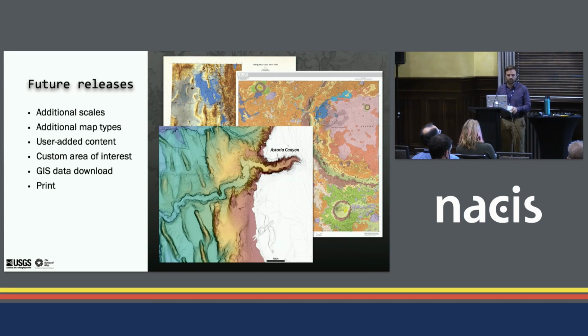And then in the future, these are some of the items we're looking to integrate. So more scales, larger and smaller. Additional map types, user-added content, so that could be service layers or digitizing within the application. Doing a custom area of interest instead of just the grid outline, maybe an actual delineated area of interest. The GIS data download, which most or all of the data should be available to download regardless, but this would have a link within the application to point you to that. And print functionality tied to the USGS store, similar to US Topos.